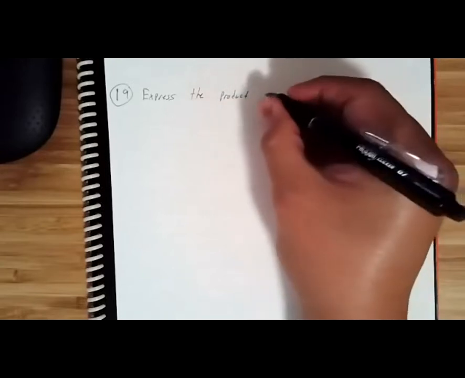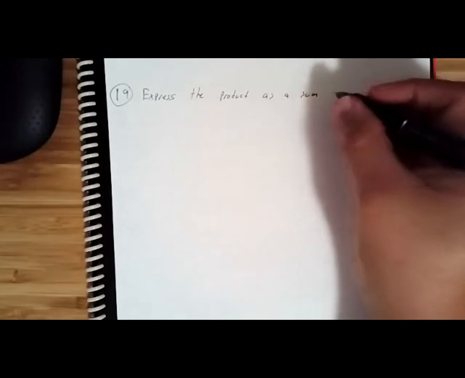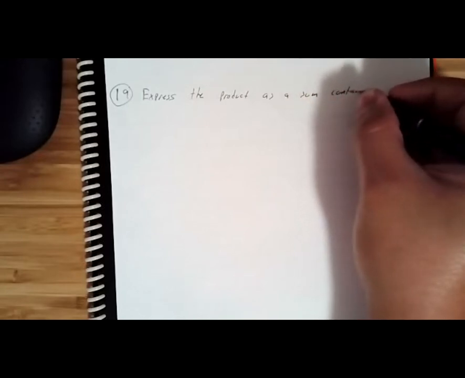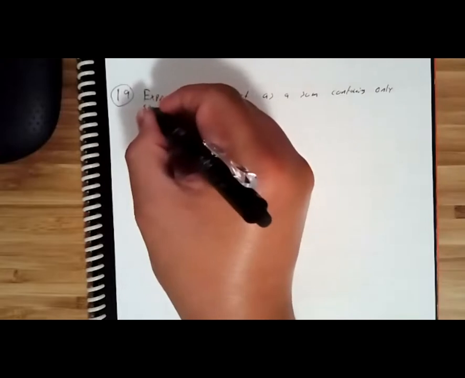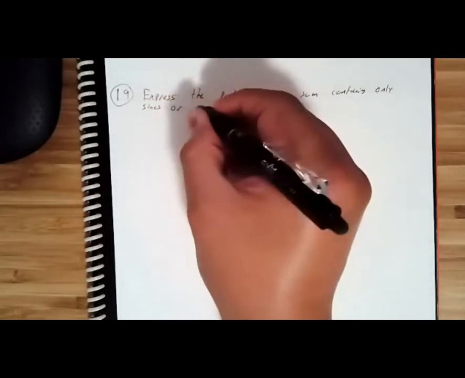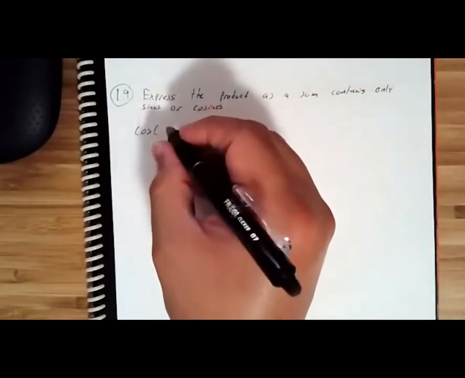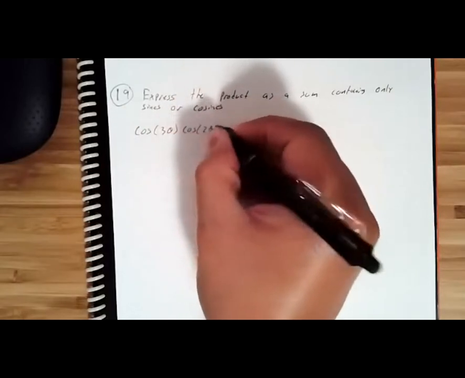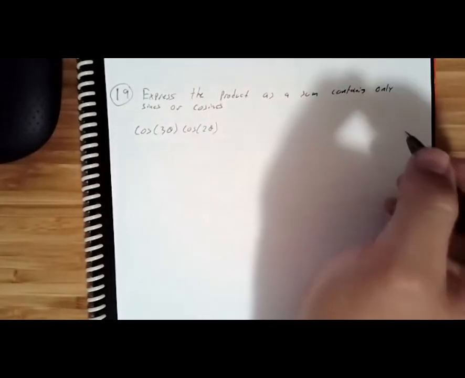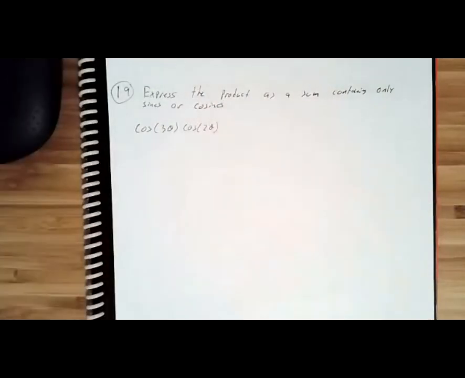Express the product as a sum containing only sines or cosines. So this is the section about product to sum, right? So you use, let me look up the formula.